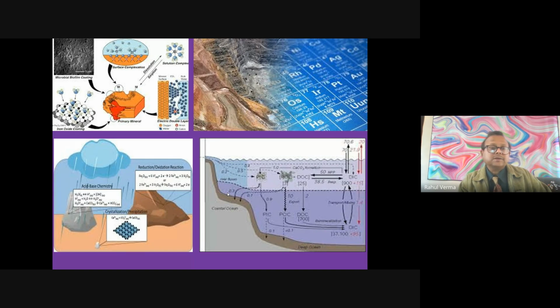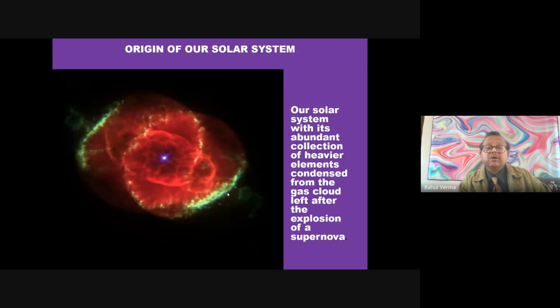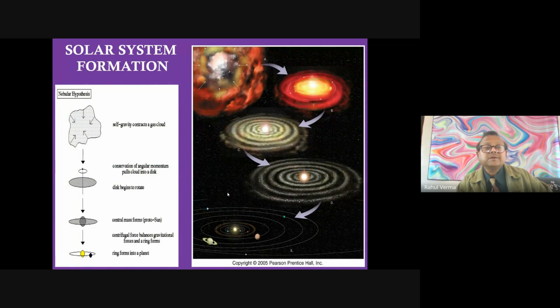So here are some symbolic pictures to show how geochemistry works. Now in geochemistry, we also study the solar system, and in our syllabus, we have the origin of the solar system and universe. So this is how the solar system formed from a gas cloud. And if you remember, in my earlier lecture I presented that all this knowledge was mentioned in our Vedas, and it is corroborated by current day knowledge.